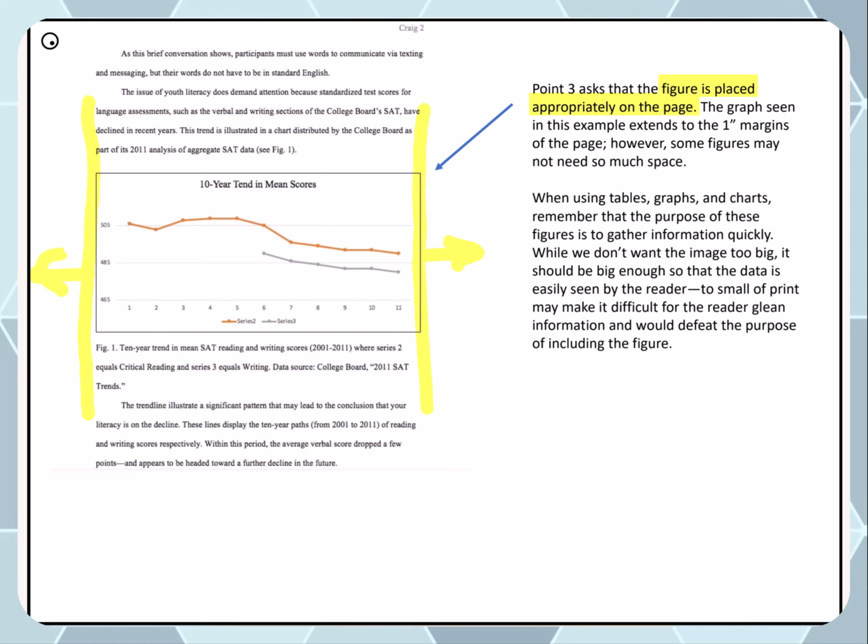Remember, the point of a figure is to help give information to your audience. If for some reason you need more space than 1-inch margins, then perhaps you have too much information in your figure, and it's not going to be helpful to your audience because they're not going to be able to digest the information that's there. So you've got to think about what the figure is offering and how much space it needs in your paper to be easily read.